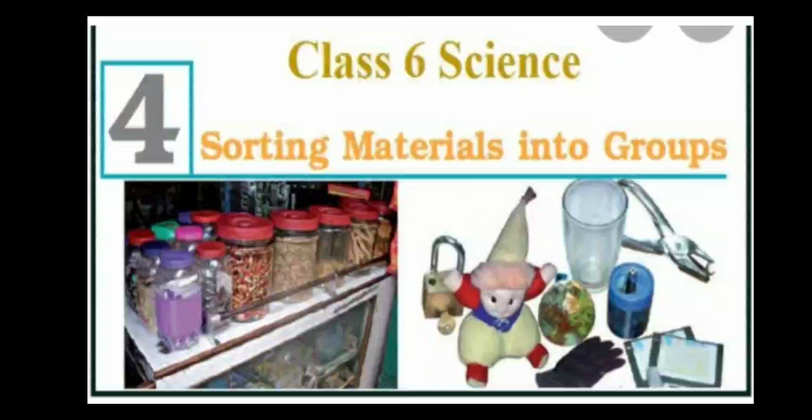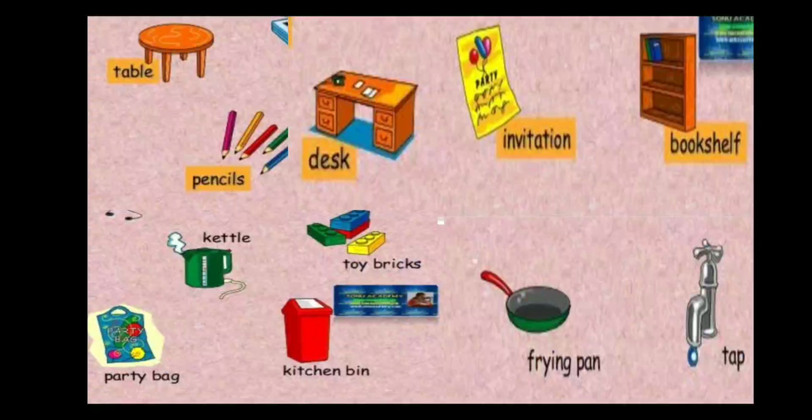So, let's start today with your science chapter number 4, sorting materials into groups. Well, there are so many things around us like table, desks, pencils, kitchen bin, invitation card, frying pan, tap, and so on. So, all these things are made up of material, isn't it? Like table is made from wood, pencils are made from wood and graphite, toy bricks are made from plastic, invitation card are made from paper, frying pan are made from metal.